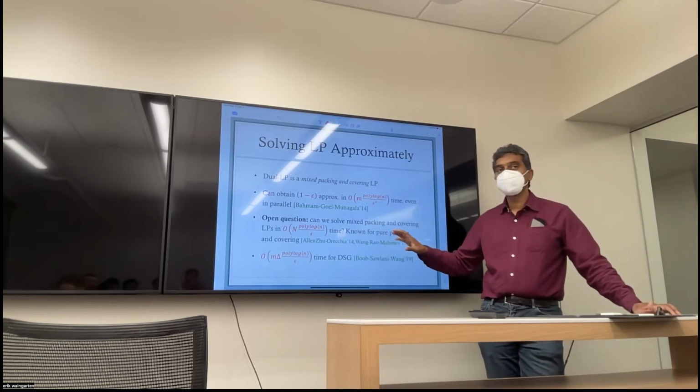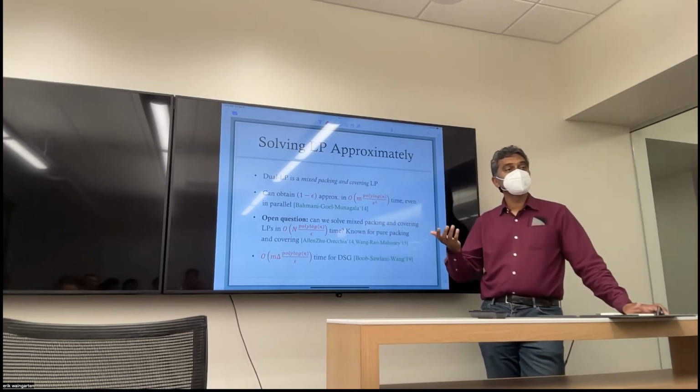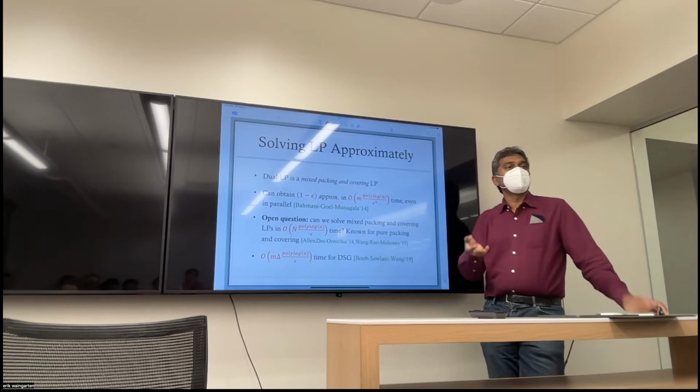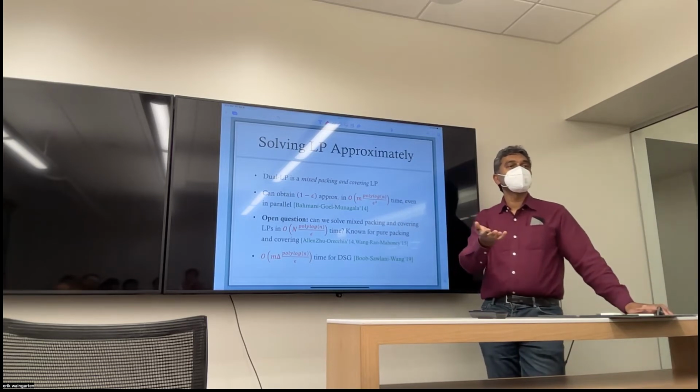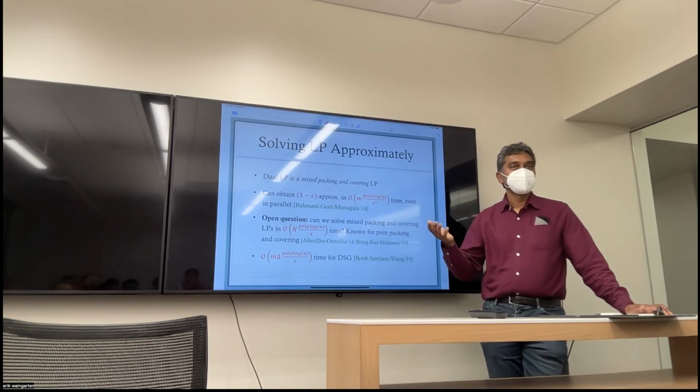So it's still open, and it's a nice open problem. Can we get something which is near linear in the number of non-zeros in the matrix and only 1 over epsilon dependence on the error, the multiplicative error? So this is an open problem. But this is not any arbitrary mixed packing and covering LP, right? It's some particular mixed packing and covering LP. So it's not clear why you cannot solve this particular LP fast.